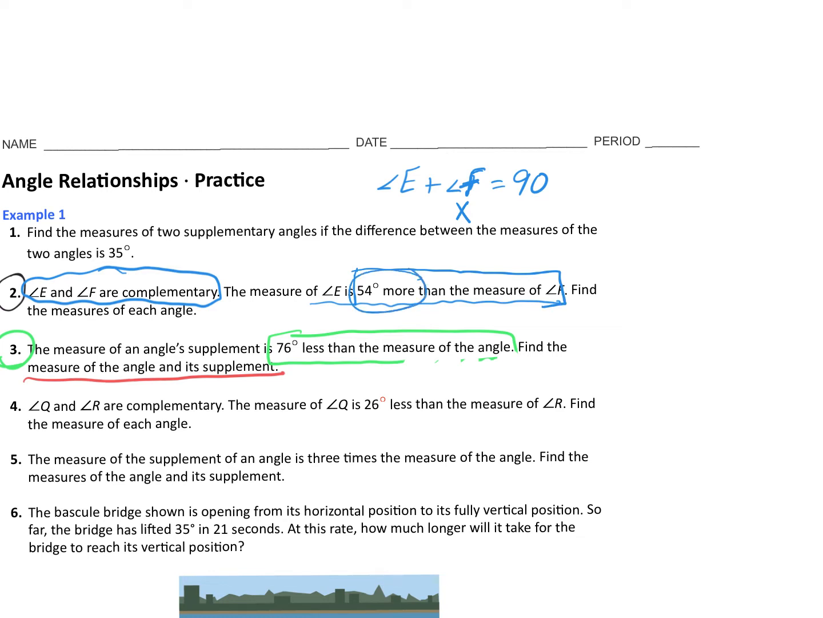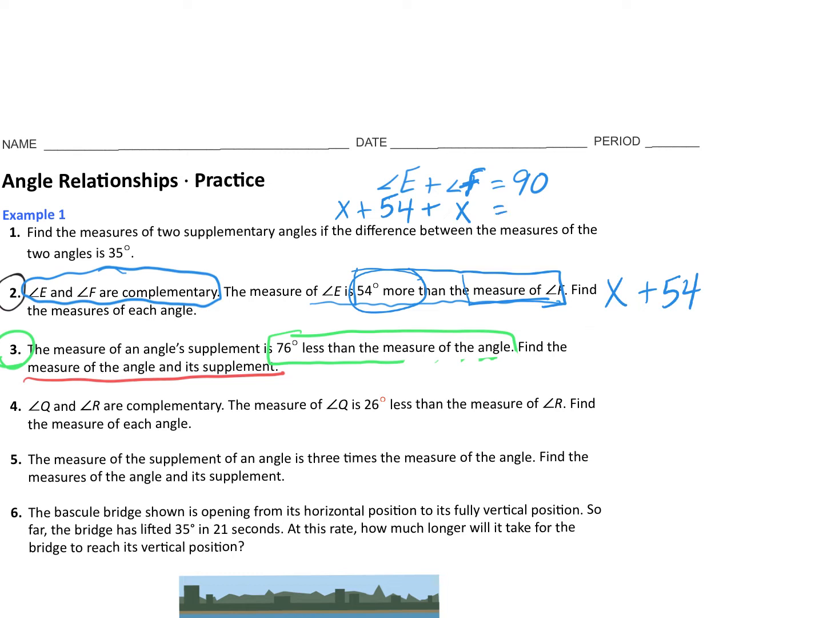Okay, well, 54 degrees more is plus 54. And we just said that the measure of angle F represents x. So angle E, we can write x plus 54, because then that represents 54 more degrees than angle F, which happens to be x as well. Okay, so by writing x plus 54, I have written the measure of angle E in terms of angle F.